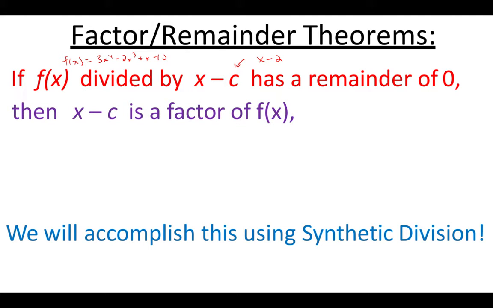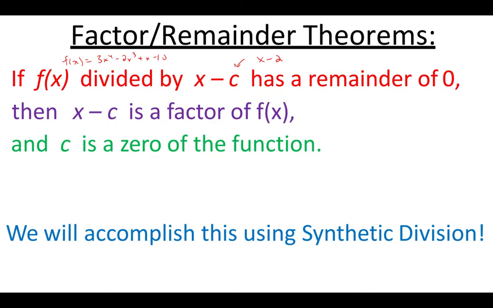Then x minus c is a factor of f of x, meaning if I were to factor it out, x minus 2 would be one of the factors, which also implies that c, in this case 2, is a 0 of the function. So if I divide it out, I get 0 as a remainder. X minus 2 would be a factor of the function, which if we then solve that, we would get a 0 of the function as well. So 2 would be a 0. We're going to apply this theorem using synthetic division. So we're going to take a look at the problems on Delta Math to explain this.